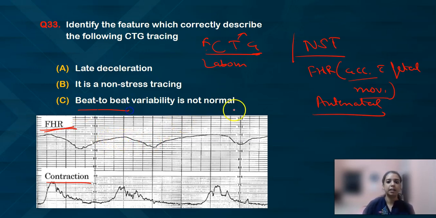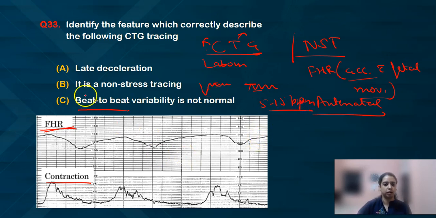What is beat to beat variability? If you exclude the accelerations and the decelerations, the difference between the maximum trough and the peak is your variability. So remove the acceleration and the deceleration, and you should get a difference of 5 to 15 beats per minute. That is a normal beat to beat variability. So here it is normal. So your answer is it's a late deceleration. Okay.